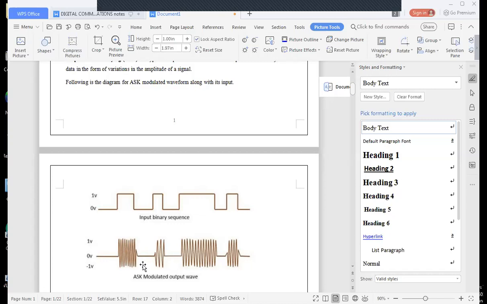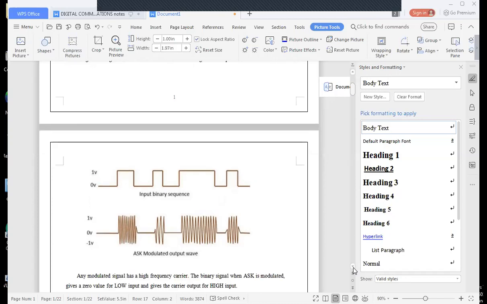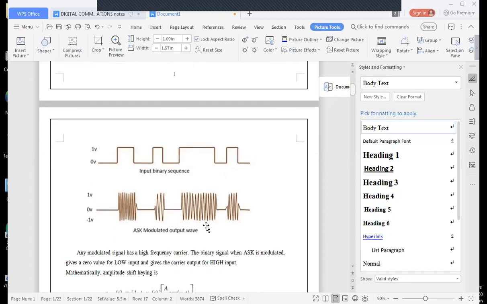Another name of ASK is on-off keying, because when the data is 1, there is a presence of the carrier wave. When the data is 0, there is no carrier. That's why ASK is sometimes called on-off keying. Keying means changing data from 1 to 0.